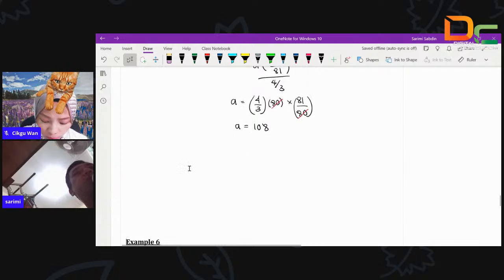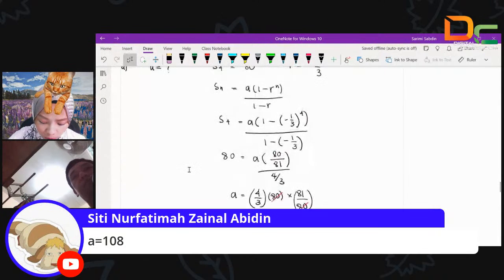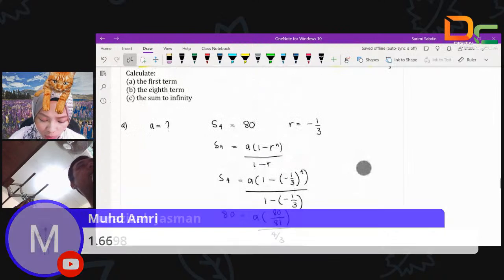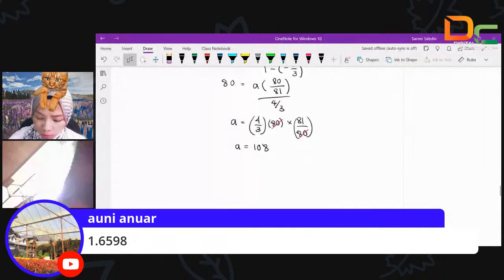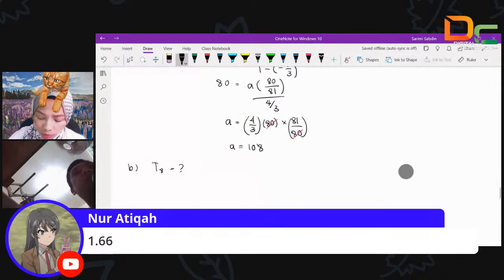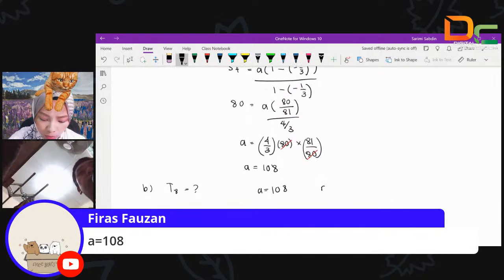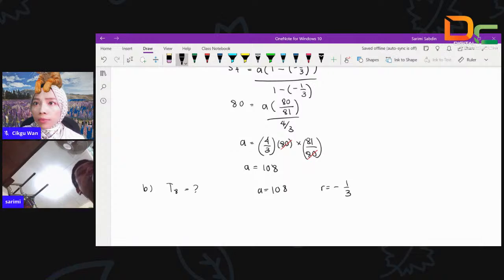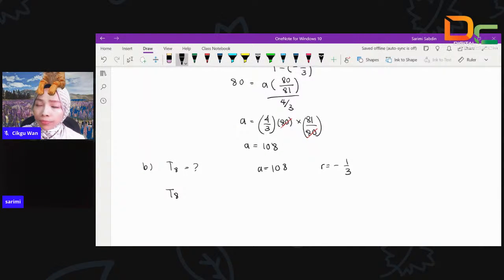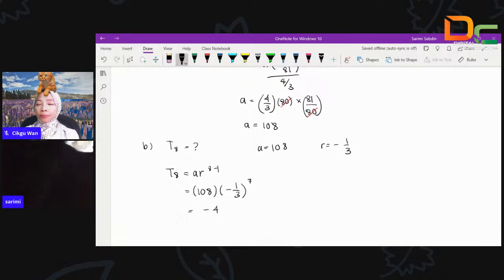Right, so we found the value of A, or the first term, is 108. So settle with the first part of the question. Then B, find the eighth term. Eighth term means T8, so we need to find T8. A we already know is 108, and from the question the value of R is negative 1 over 3. So we just substitute into the formula. T8 is A R to the power of 8 minus 1, so A is 108 times negative 1 over 3 to the power of 7. So yang ini masuk dalam calculator je. So jawapan dia negative 4 over 81.